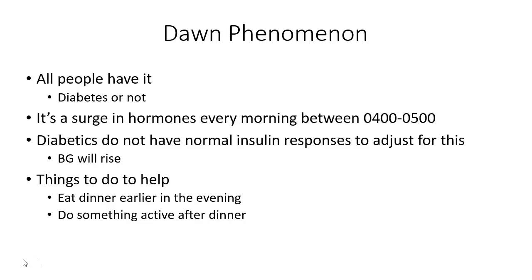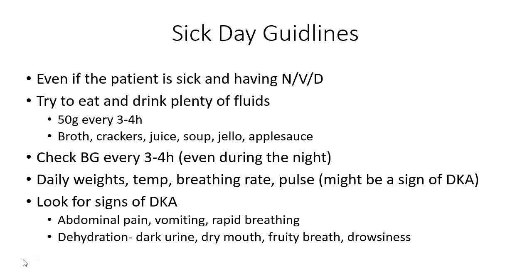Things to do to help with this for your diabetics is to eat dinner earlier in the evening and do something active after dinner. That way, if you tend to get yourself on the slightly lower side, whether it be 90 or 80, at least at 4 in the morning it spikes your blood sugar a little bit higher, but you have that room to play with it. So I find that very interesting.